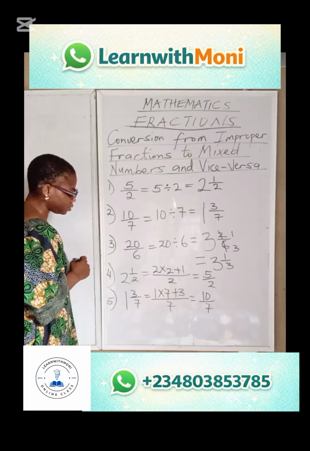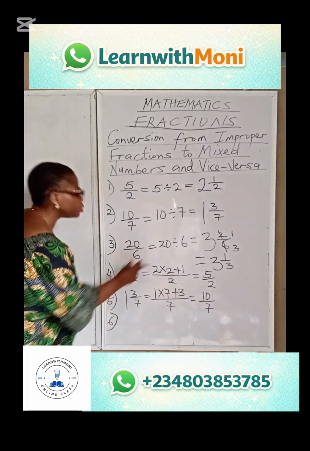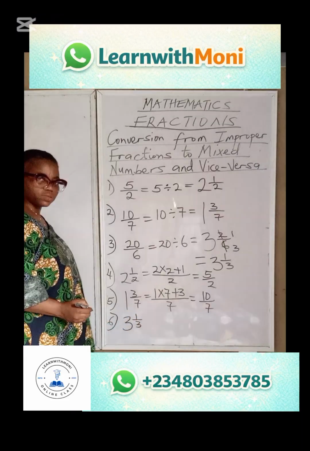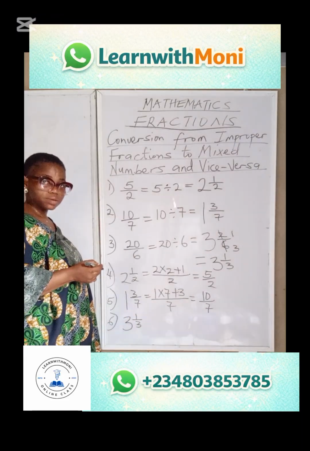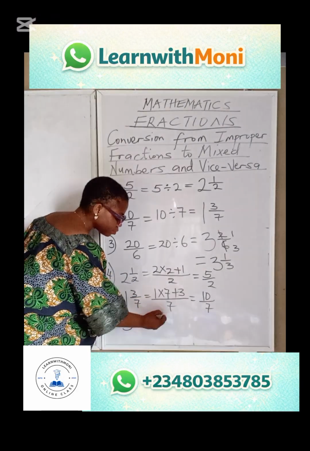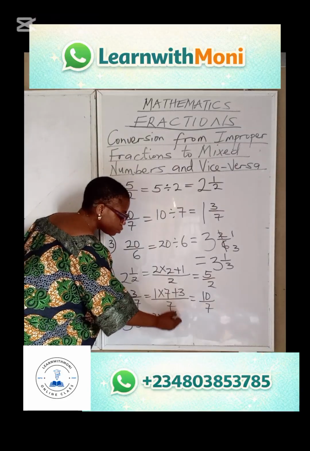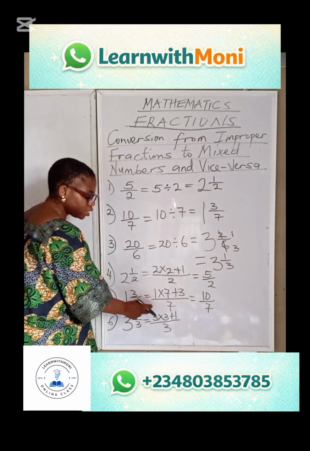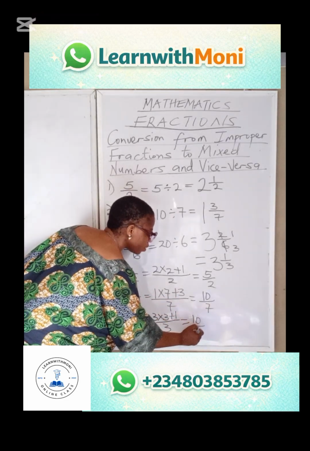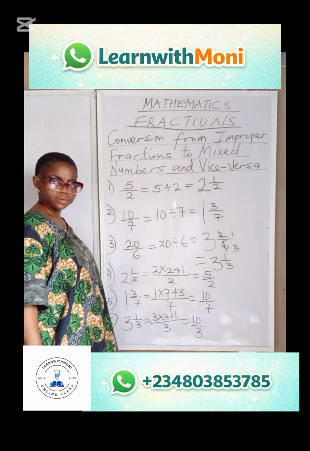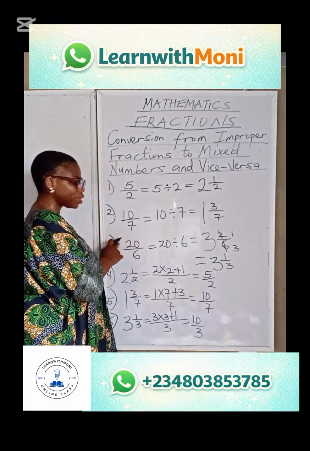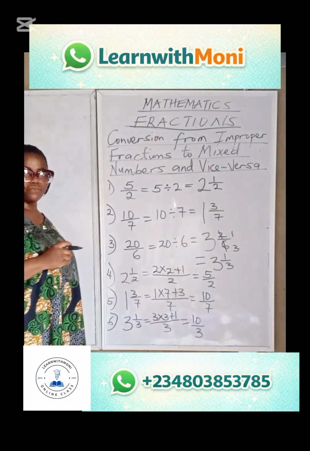Okay, the last but not least here is the third example, which gave us 3 wholes, 1 over 3. We want to take it back to improper fraction. So I have 3 times 3 plus 1 over 3. 3 times 3 is 9. 9 plus 1 is equals to 10 over 3. Then you wonder, but this is not giving me 20 over 6. 10 over 3 and 20 over 6 are equivalent fraction.